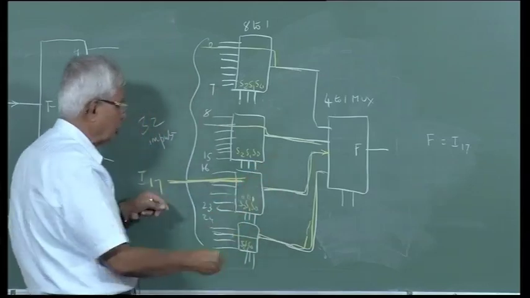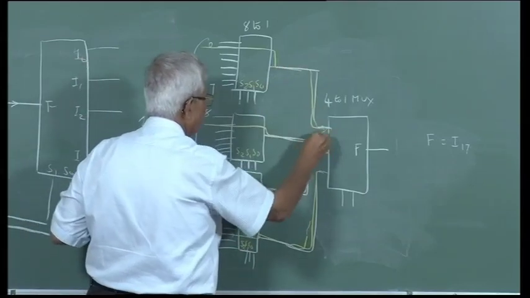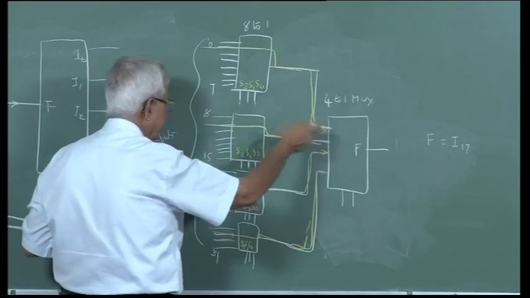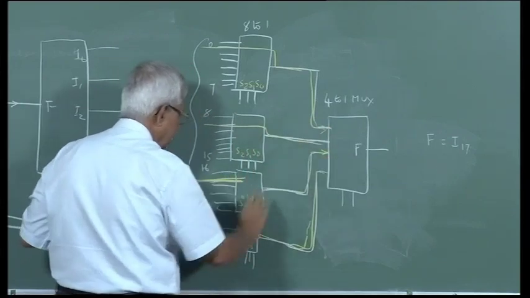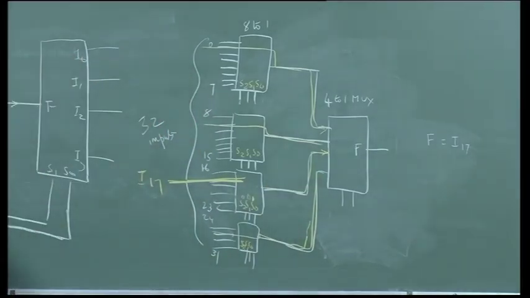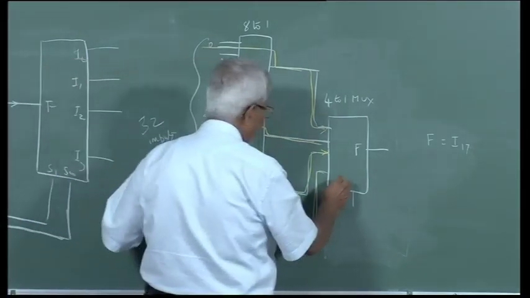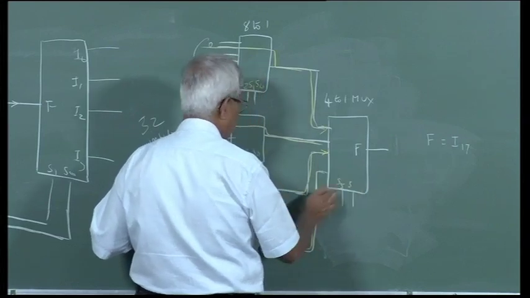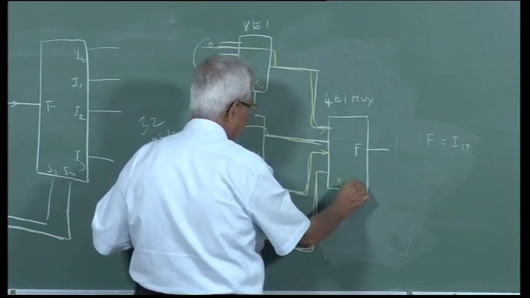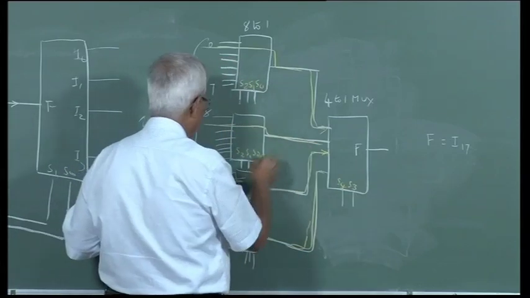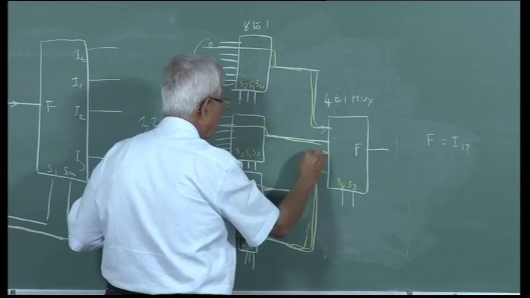So I will have 4 inputs to this. Second input of this multiplexer, second input of this multiplexer, second input of this multiplexer, second input of this multiplexer. All the 4 will be available. But I don't want all of them, I want only one of them. That is where I use the second selector, S4, S3. Now S4, S3 should be set so that I want only the third input.